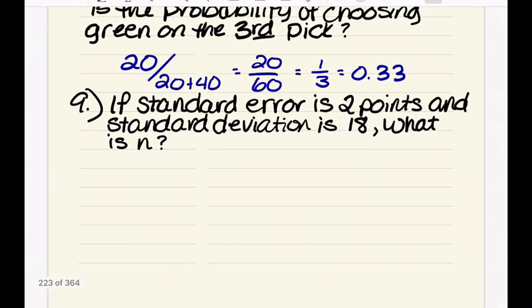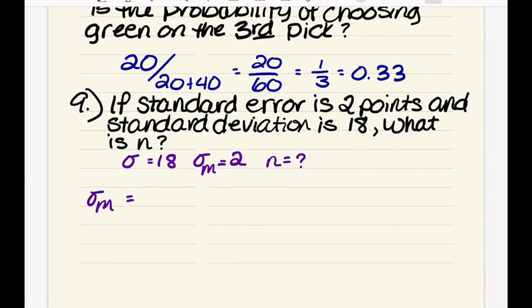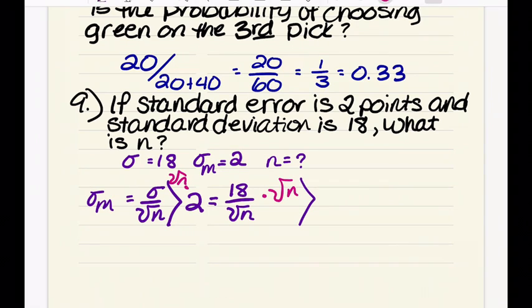Now we'll take our standard error formula and move it around a little bit so that we have a standard error of 2 points and a standard deviation of 18. We need to solve for n. So 2 equals 18 over the square root of n. We'll multiply each side by the square root of n to get rid of our denominator.